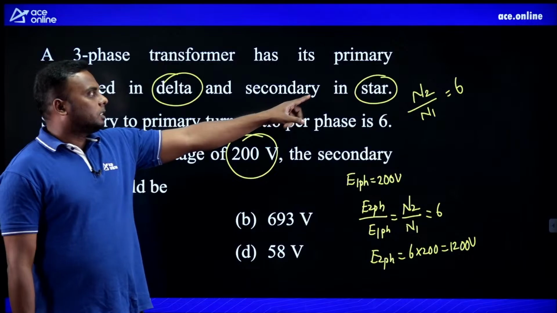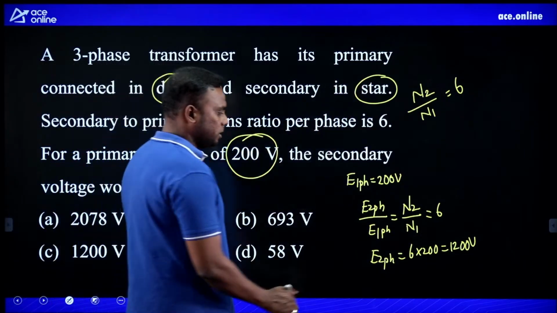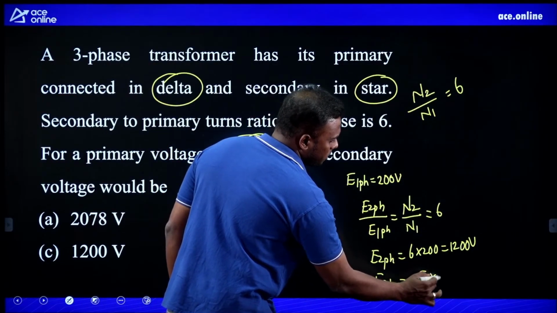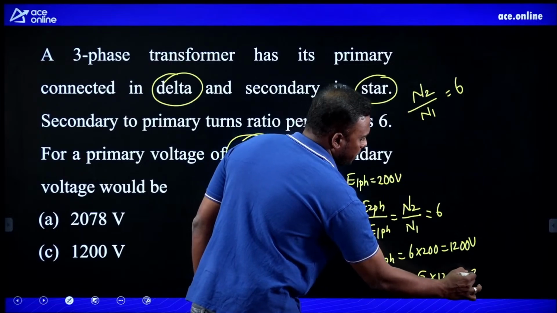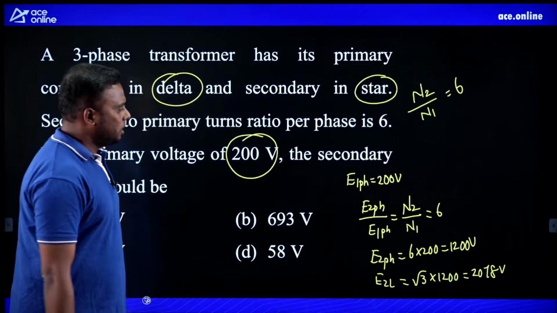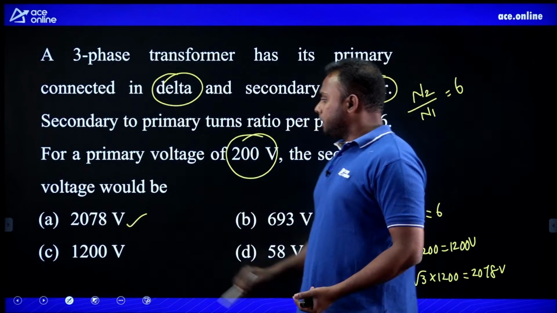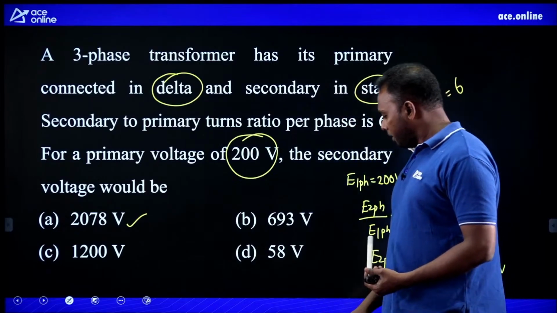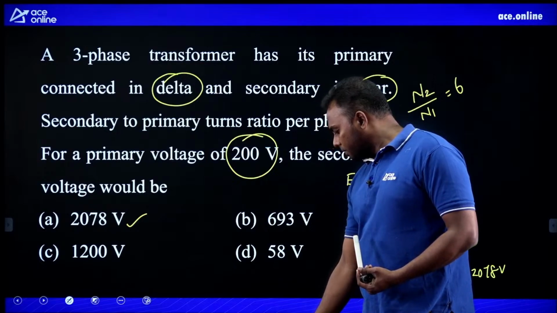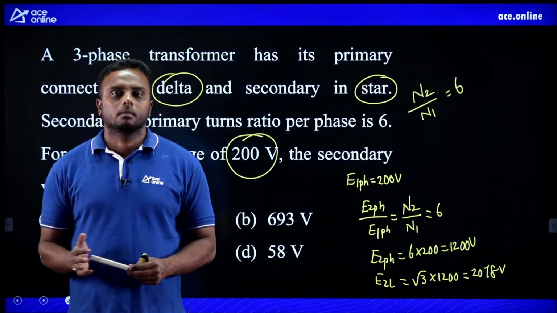Secondary connection is what? Star. In a star connection, line voltage is √3 times the phase voltage. So the line voltage on secondary is √3 times the phase voltage. If you calculate, we get 2078. It is more than 1200, and only one option is there. So you can put option A, it is 2078 volts. Clear?